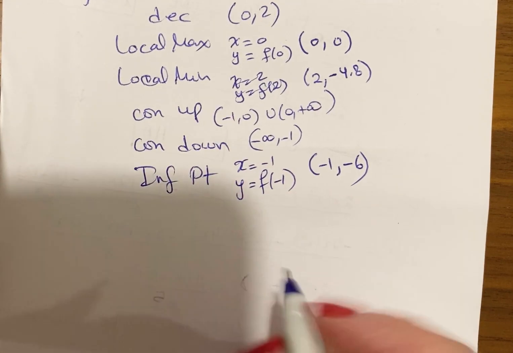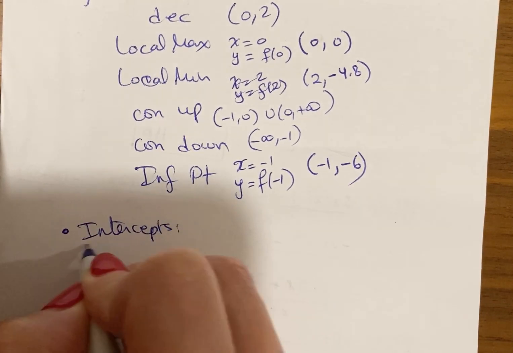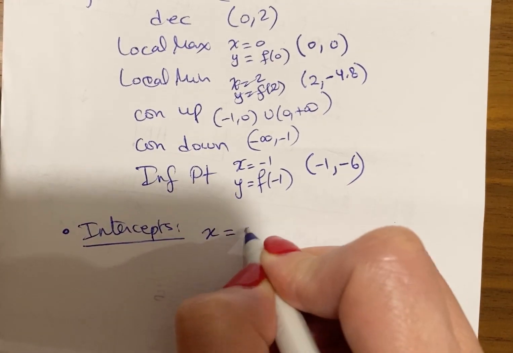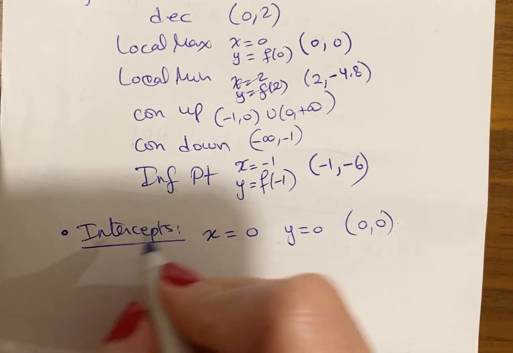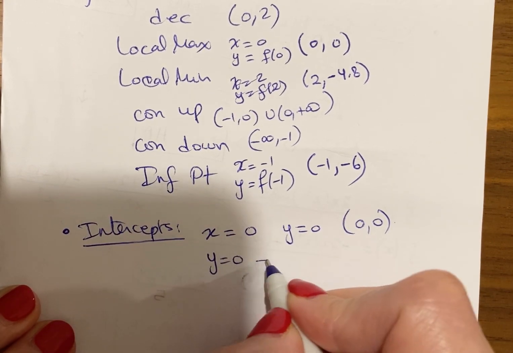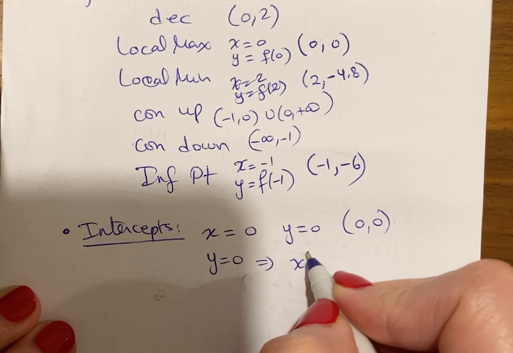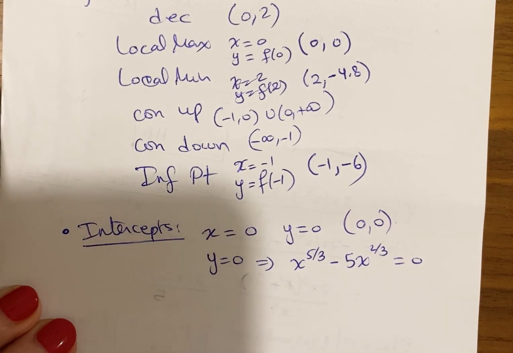Okay, now intercepts. Y-intercept when x equals 0, y equals 0. So we only cut the y-axis at the point 0, 0. The x-intercept when y equals 0, this means that x to the power 5 over 3 minus 5x to the power 2 over 3 is equal to 0.